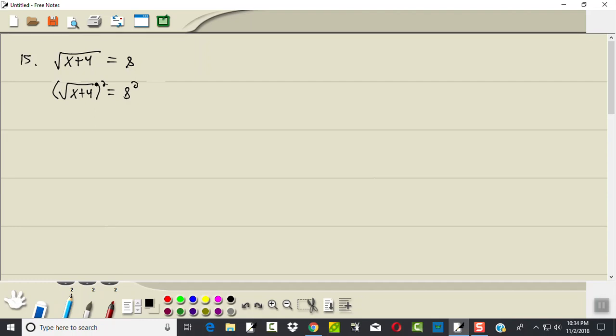Again, the square root and the second power will cancel each other. So that gives us x plus 4. And 8 squared is 64. Take the 4 over. We get 64 minus 4, which gives us x equals 60. And again, we have to check this. 60 plus 4 is 64. Square root of 64 does give you 8.